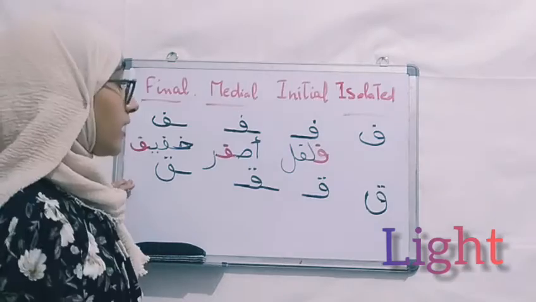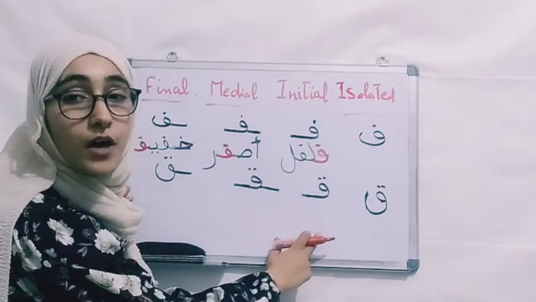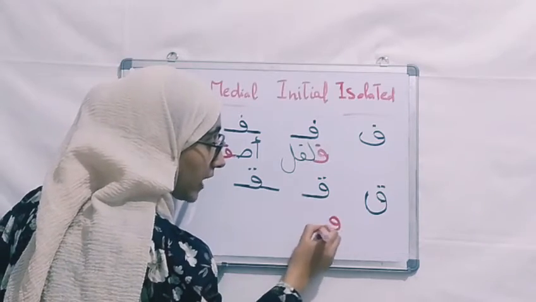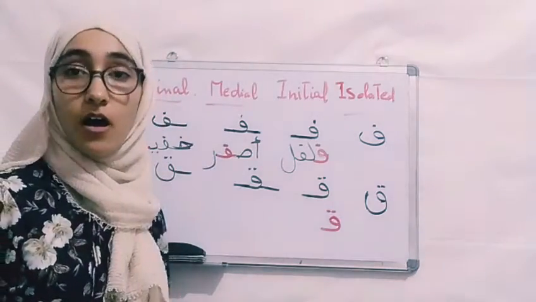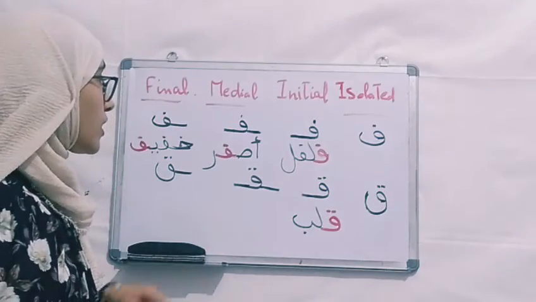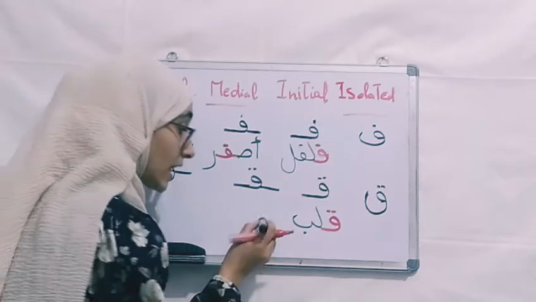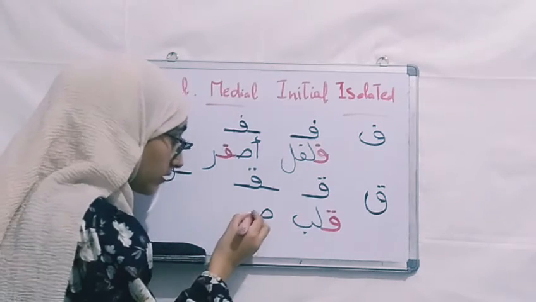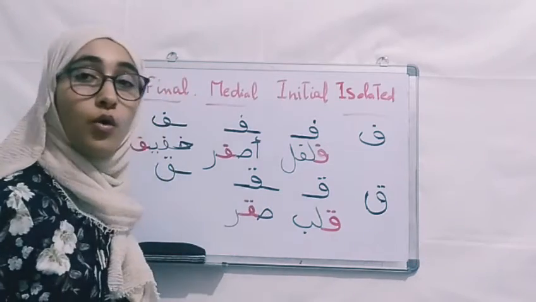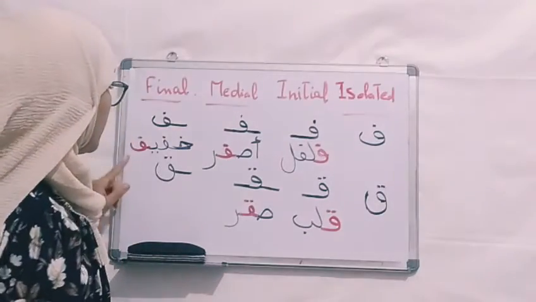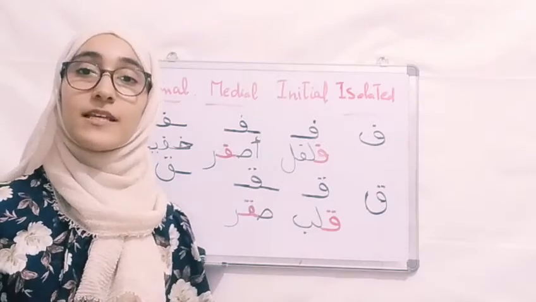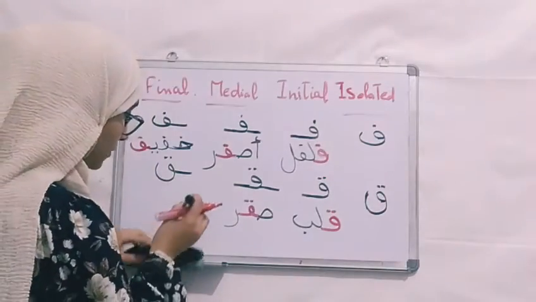Then we have now قاف. قاف in initial form قلب. قلب means heart. And the middle form we have, for example, صقر. صقر means falcon. And in the final form we have بطريق. بطريق means penguin.